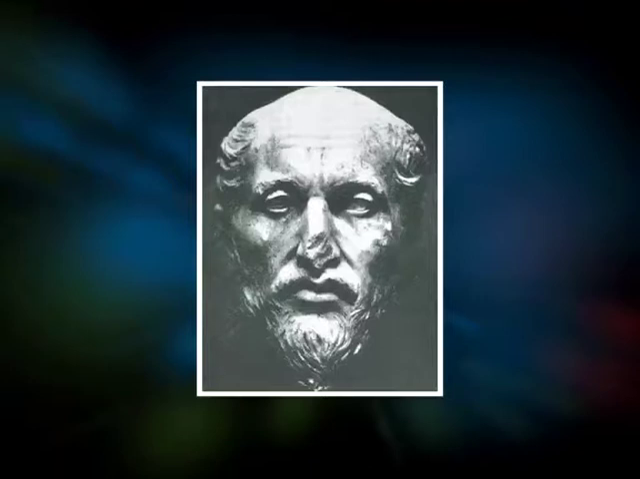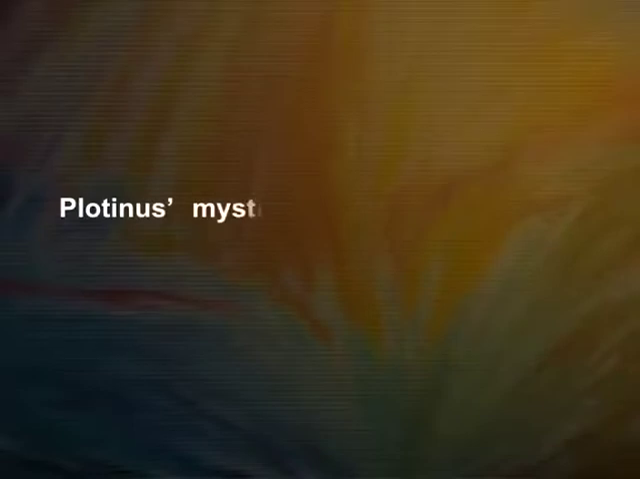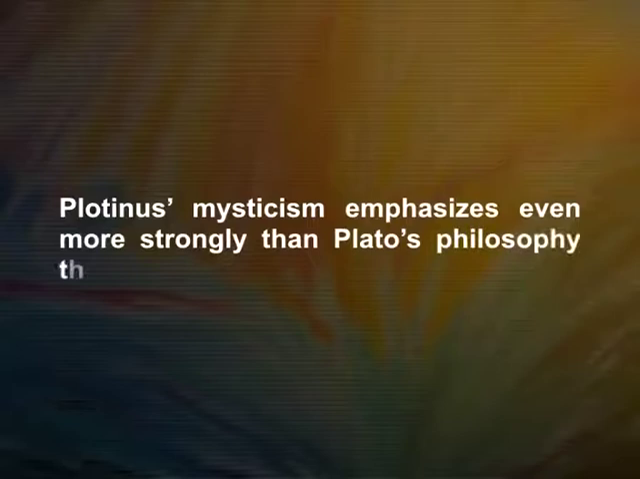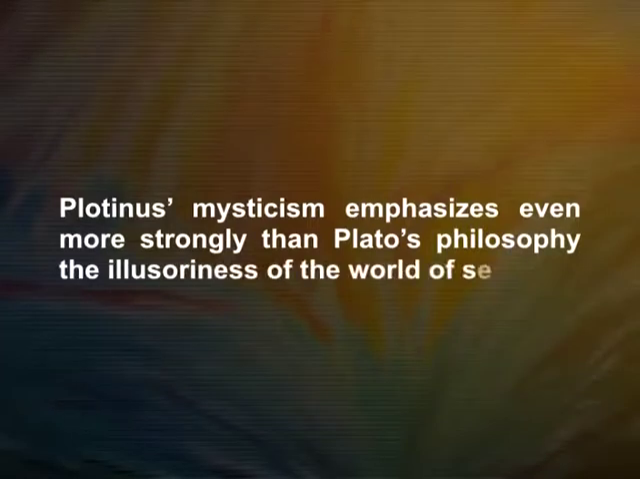The next important philosopher is Plotinus, 204 to 269. Plotinus' mysticism emphasizes even more strongly than Plato's philosophy the illusoriness of the world of sense. Plotinus accepts Plato's theory of forms and holds that the world of senses to some limited degree reflects and reveals the forms to contemplation. He, like Plato, argues that the experience of beauty itself is not a sensuous experience but an intellectual one.